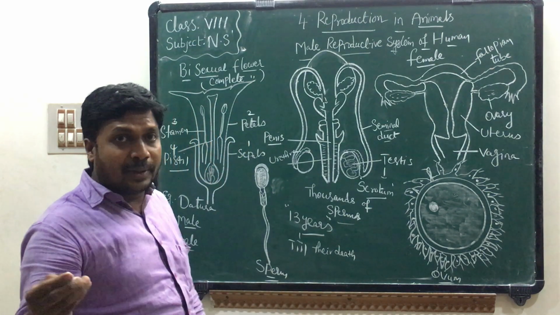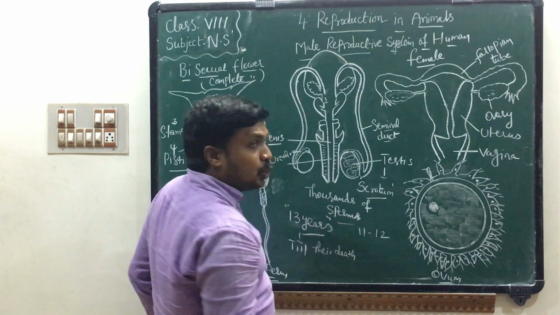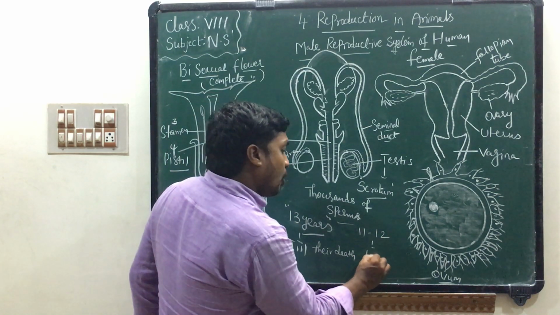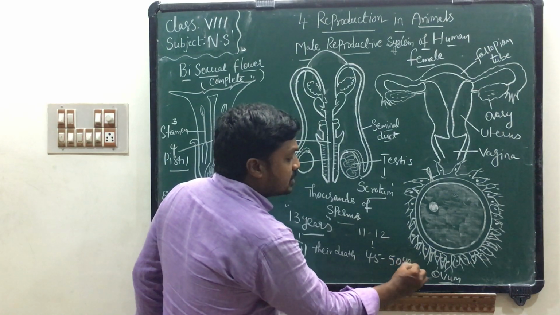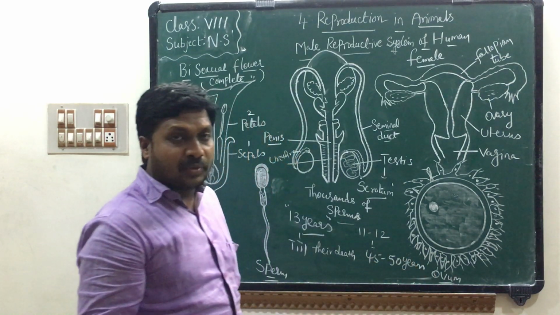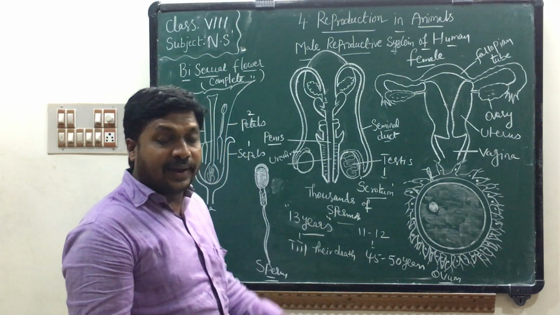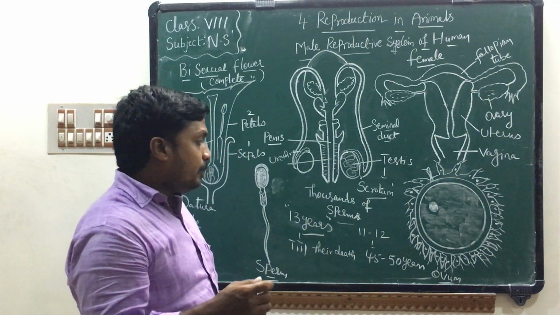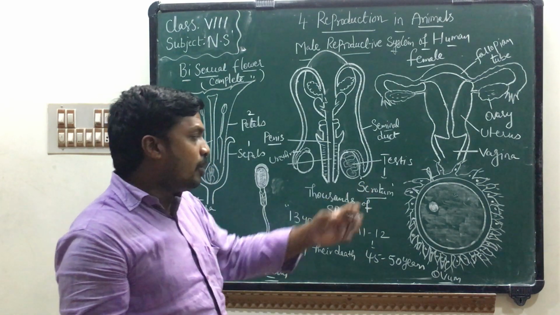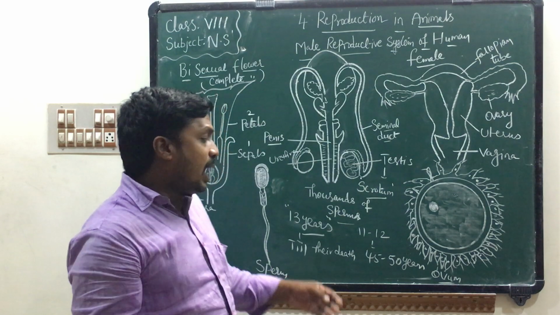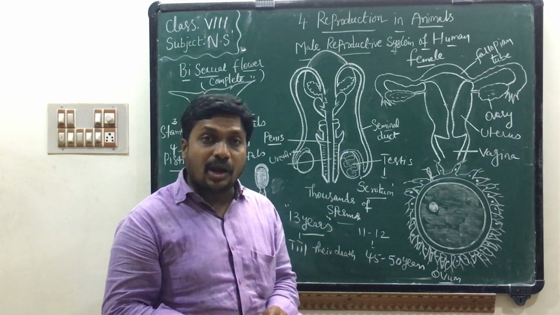In a female human being, ovum production starts at 11 to 12 years and continues until 45 to 50 years. The starting stage of production of eggs or ovum, at the age of 11 or 12, is known as menarche, and the ending stage, at 45 to 50 years, is called menopause.